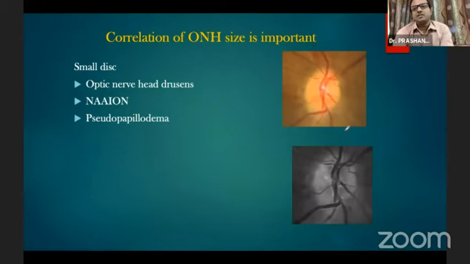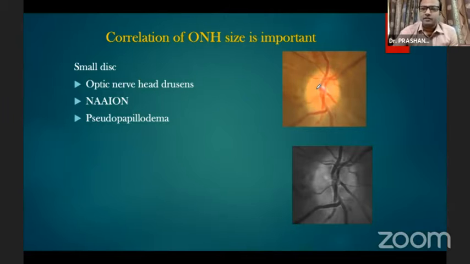Why is correlation of size so important? Because there are certain conditions which are present in a small disc which mimic different conditions. So there can be confusion because of the size of the disc. A few of the conditions are optic nerve head drusen, non-arteritic anterior ischemic optic neuropathy, and pseudo-papilledema.